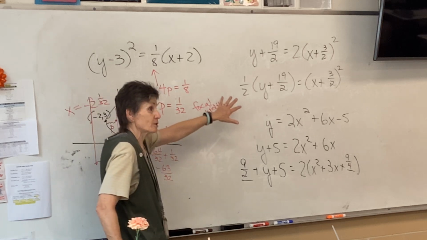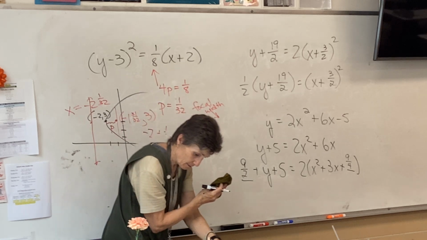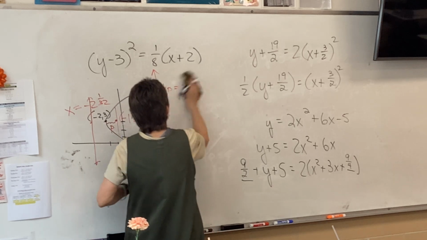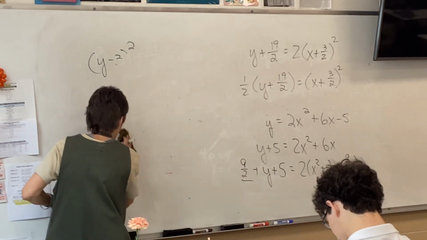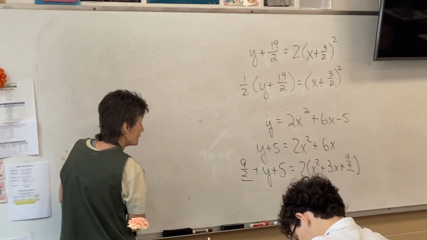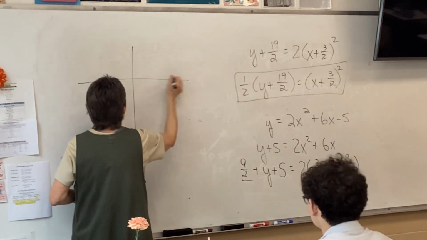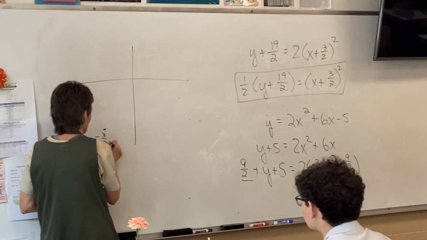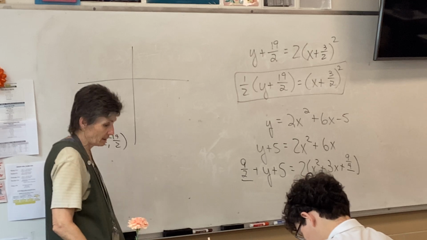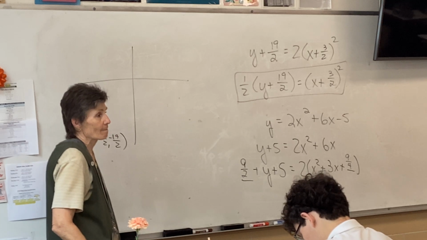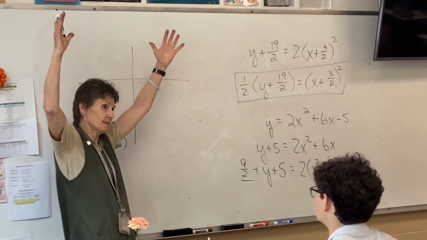All right, now it looks the way I need it to look, so let's find the stuff. One more problem and we'll stop, okay? But we've got to finish this one and do one more. Here we go. Where is my vertex? This is my equation. So my vertex, yes, is negative 3/2, negative 19/2. Which way does my parabola open? Up. Yep, opens up.